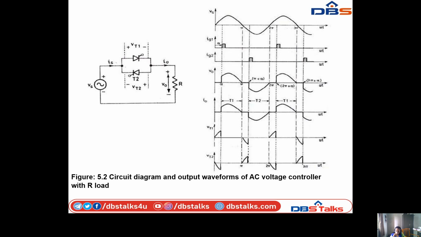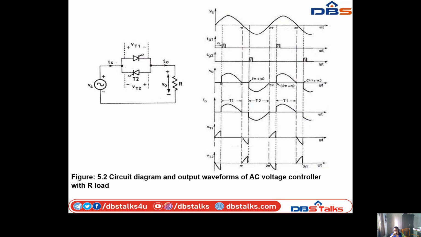Here the output voltage of thyristor 1, VT1, will be obtained. And next coming to VT2, VT2 means thyristor 2 voltage. It will be obtained at the start in negative mode, from 0 to alpha. So it will be obtained in negative mode, and from pi to pi plus alpha it will be obtained in positive mode.